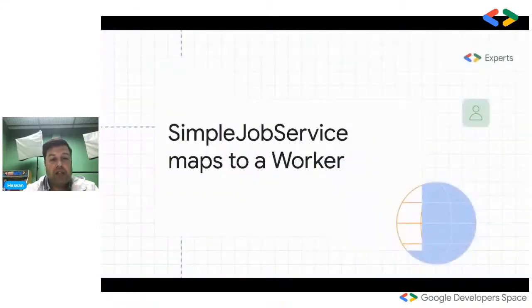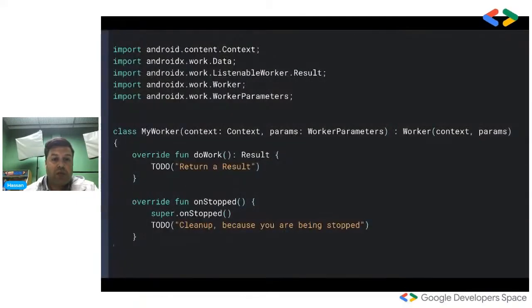And then we have another class, the simple job service, which is running on a background service. And this maps to a Worker class. So this is a Worker class. Here you can see you can use your own MyWorker class, and then you can initiate your long running task in the doWork callback.